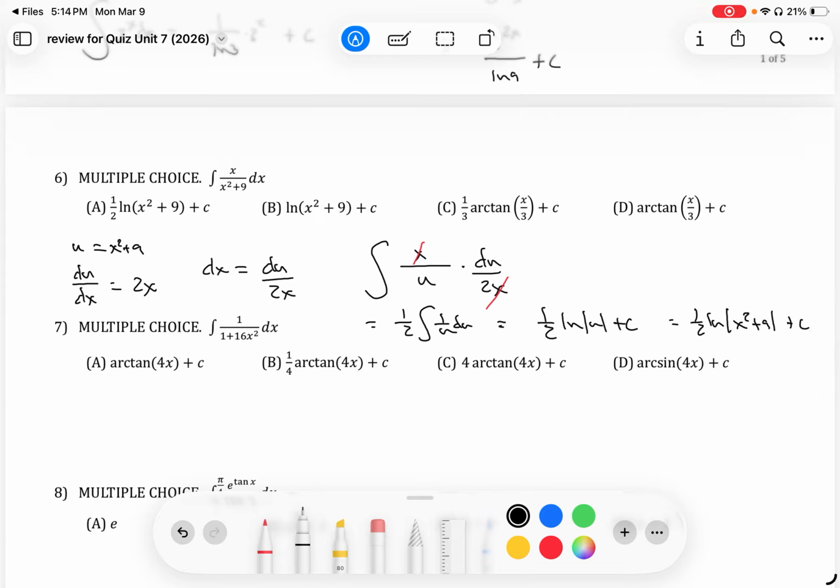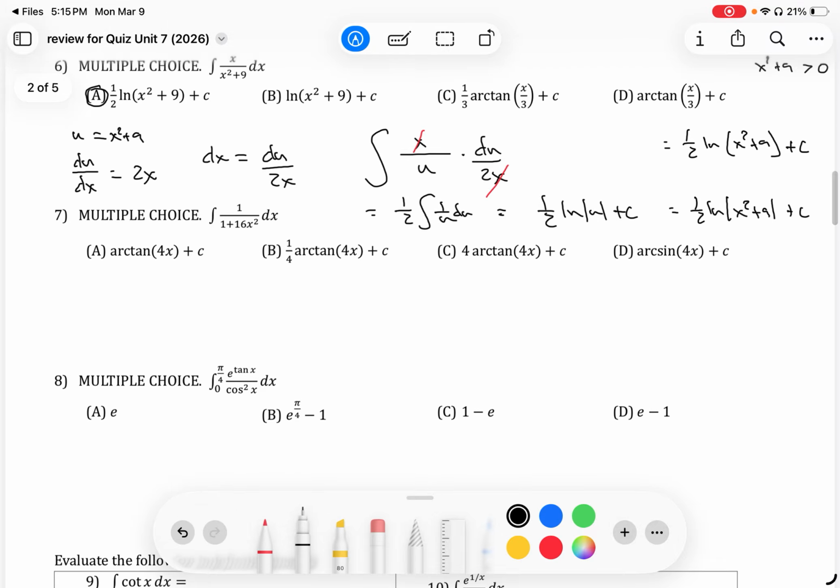plus c. Now, the reason the answer does not have absolute value is because x squared plus 9 is always greater than 0, right? So I don't need to worry about keeping the absolute value there. And that gives me this answer right here, part A.